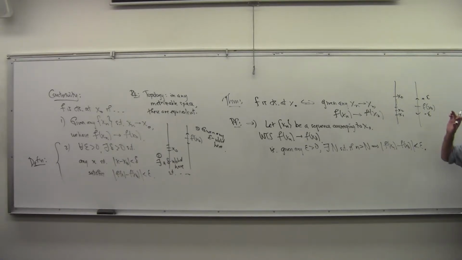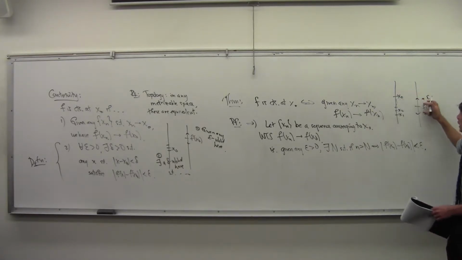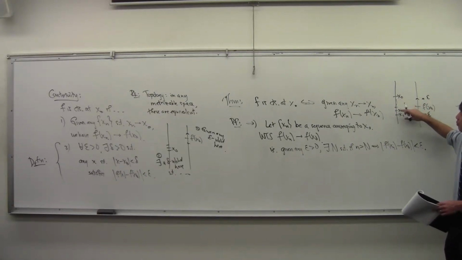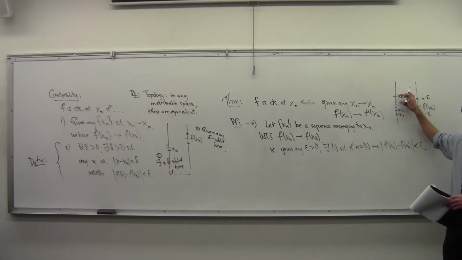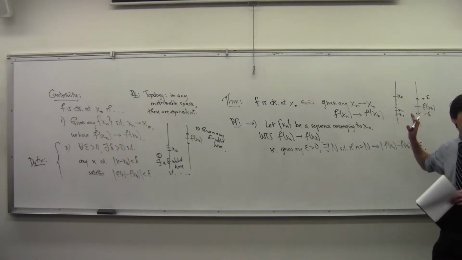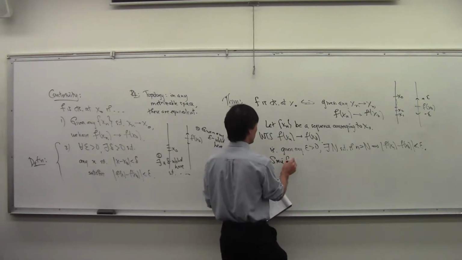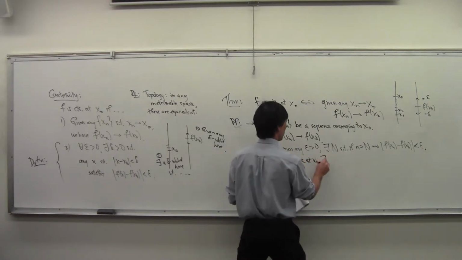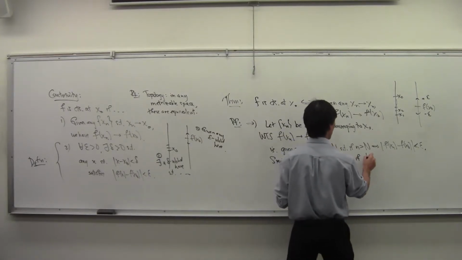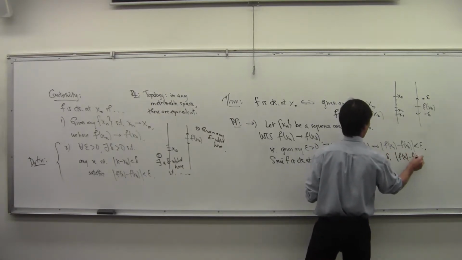You already know that there's a delta neighborhood such that everybody gets mapped into the epsilon neighborhood, right? So just choose the time past which everybody's in the delta neighborhood, which you can do because these guys converge to x naught. So it's easy. You say, well, look, since f is continuous at x naught, there exists a delta neighborhood such that if the distance of x to x naught is smaller than delta, the distance of f of x to f of x naught is smaller than epsilon.